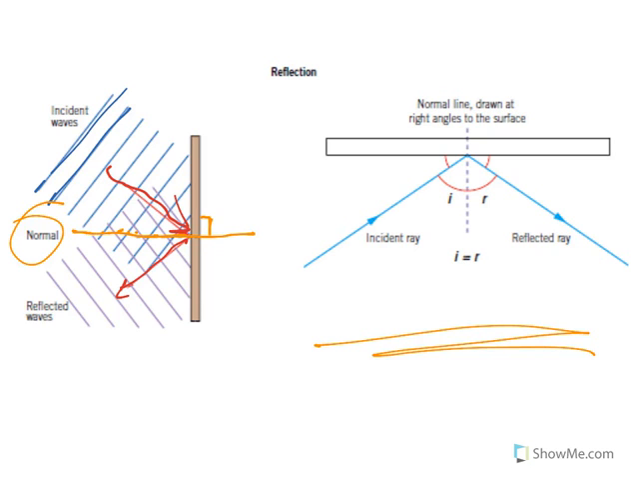So you've got your incident ray coming in. Now, if we measure the angle from the normal to the incident ray, we call that the angle of incidence. And if we measure the angle from the normal to the reflected ray, we'll call that the angle of reflection. Then what we find out when we do that is that the angle of incidence and the angle of reflection are the same.